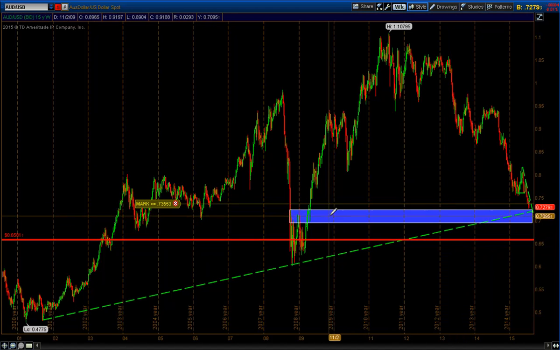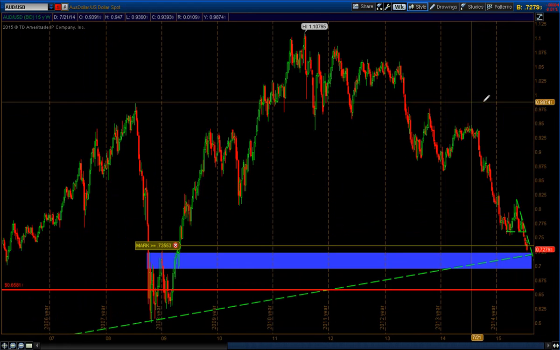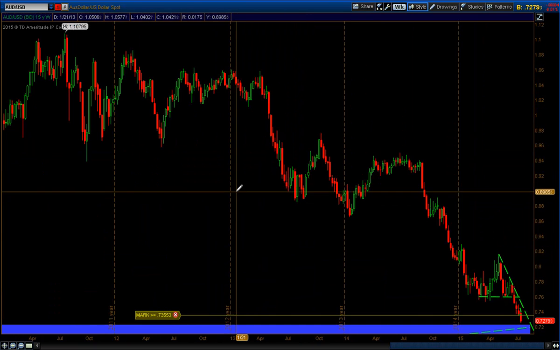Okay, that's your one support area. Then you have one down here, so keep an eye on all of them. Hopefully that helps, and that's almost a paid analysis that I just did.